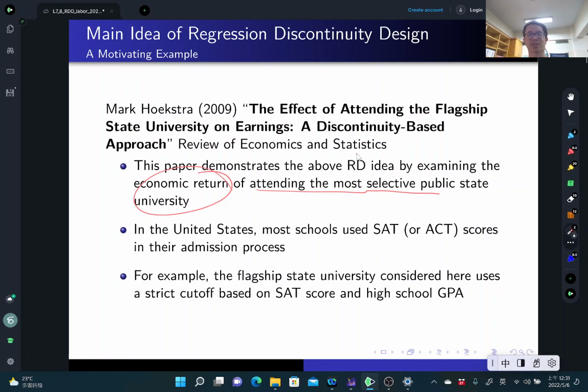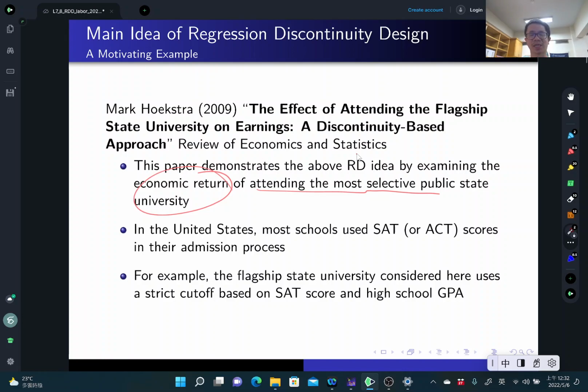So that means the things we just mentioned in the last lecture can actually be applied to real-life data, designed to estimate the returns of attending a good school on your salary. In the US, most schools use SAT scores to determine who can go to which school. And a good university also requires a higher SAT score.